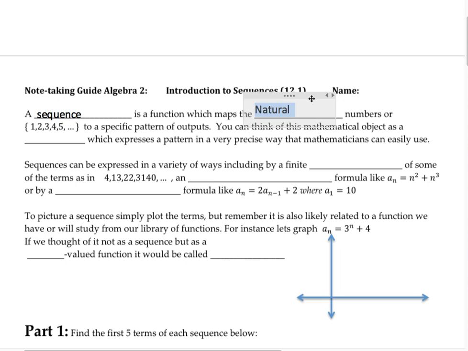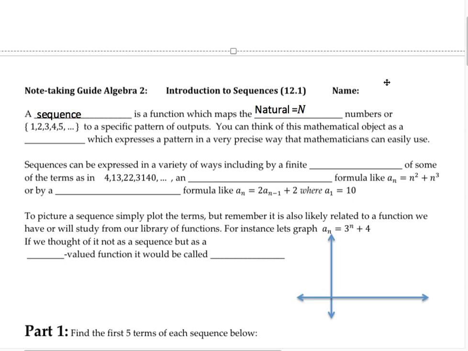Let me move that up just a little bit. So the natural numbers are usually denoted with a capital script N. Usually there'll be like a little double bar right here, like the integers are script Z. So that's what a sequence is. It's just a function, just like any other function we've learned, except it's a really special type of function.